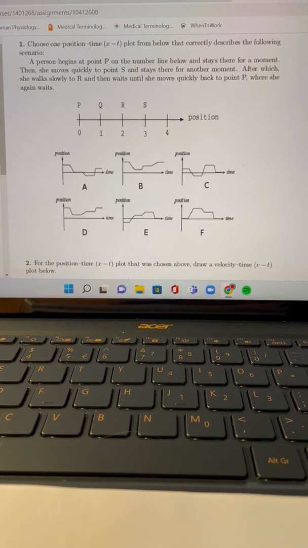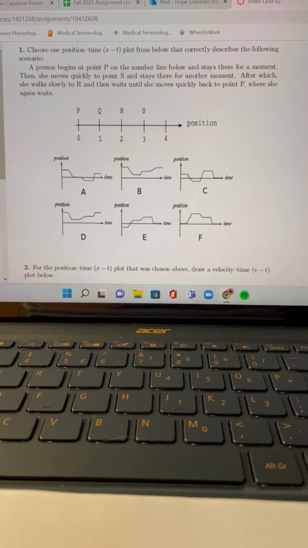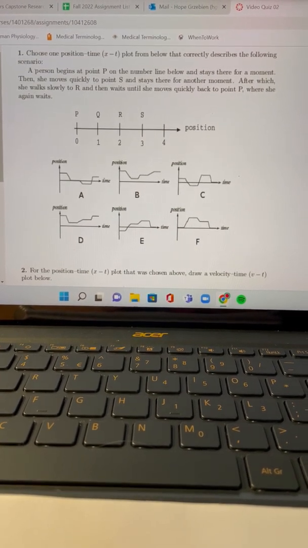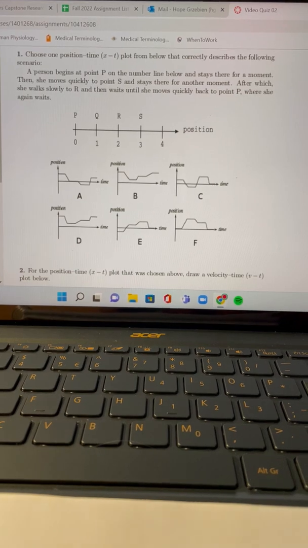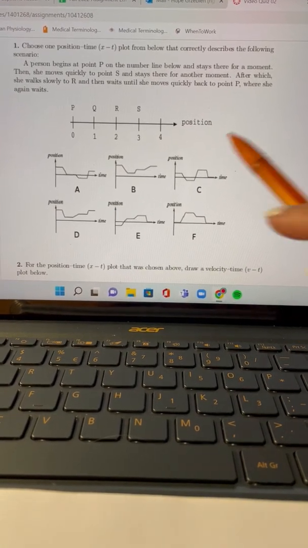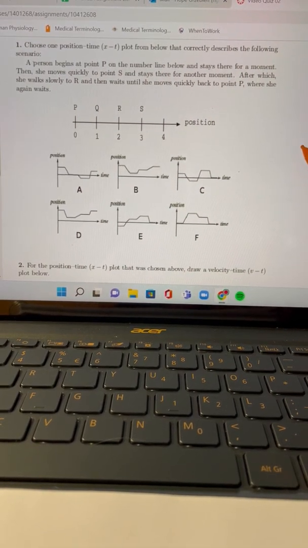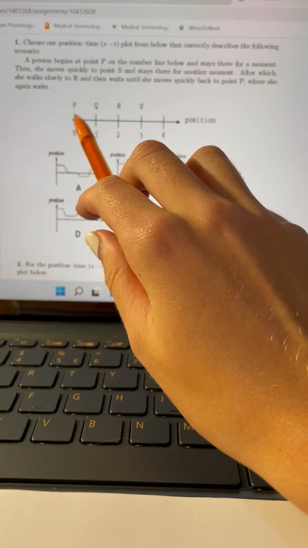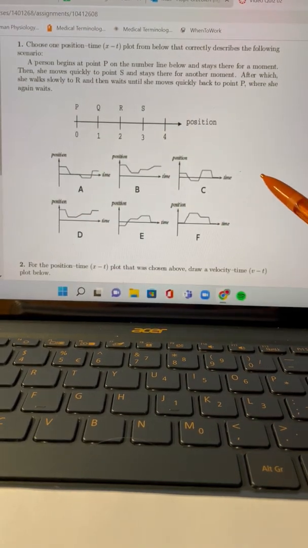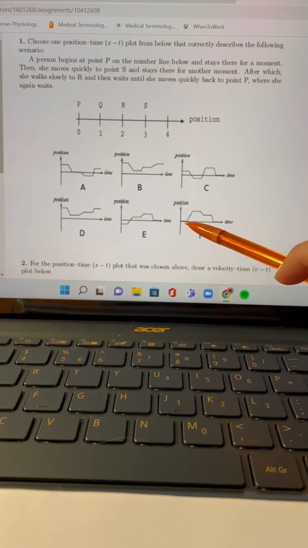So for this video quiz, we are asked to choose a position time plot from below that correctly shows the following scenario. I picked option F because in the problem it says that the person begins at point P, which is over here, and they stand there for a moment. Since they stand there for a moment, they're not moving anywhere and their position is still 0.